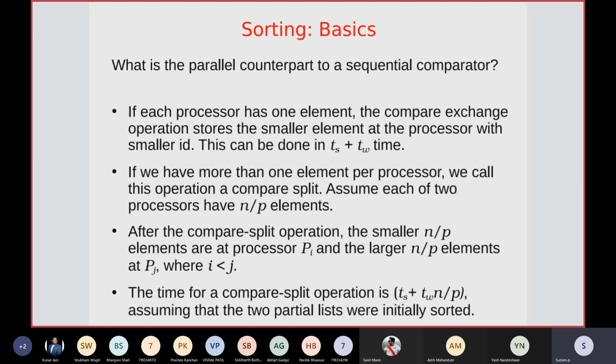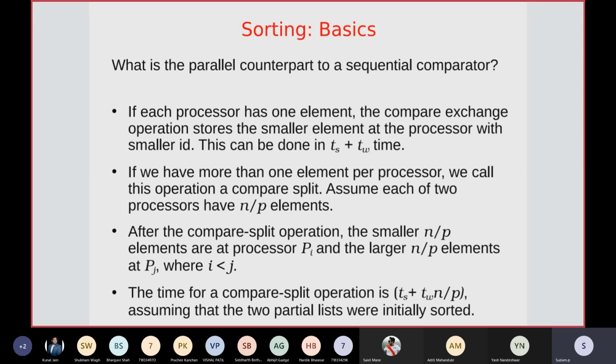So this is also discussed. In the case of the compare split operation, where the elements per processing element are more than one, n by p elements will be on each processing element. We have considered two processors, Pi and Pj, or P0 and P1. Whatever elements are on Pi will be smaller than the elements available on processing element Pj, because i is less than j.